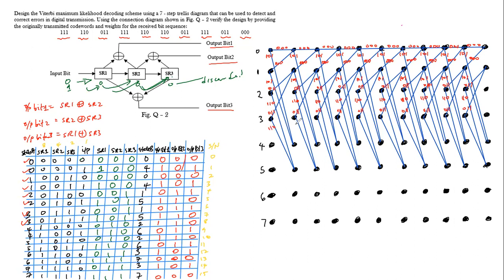1, 0, 1, 0, 1, 0, 1, 0, then zeros. Then we now have to move from 4 to 2 and 4 to 6.